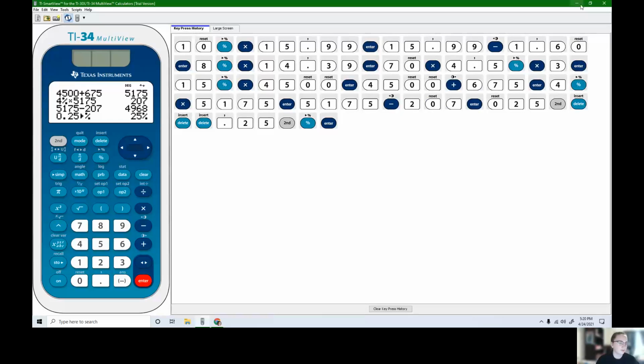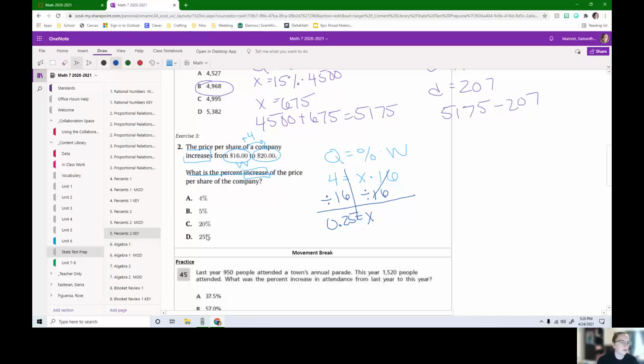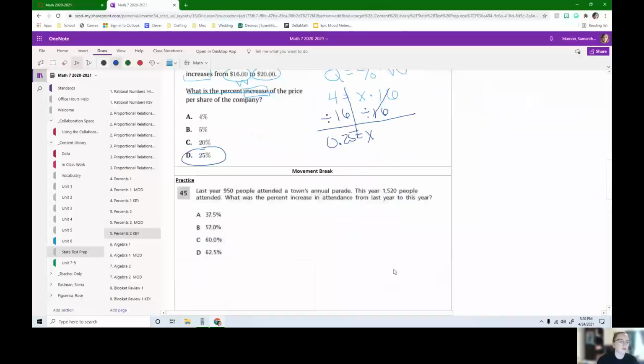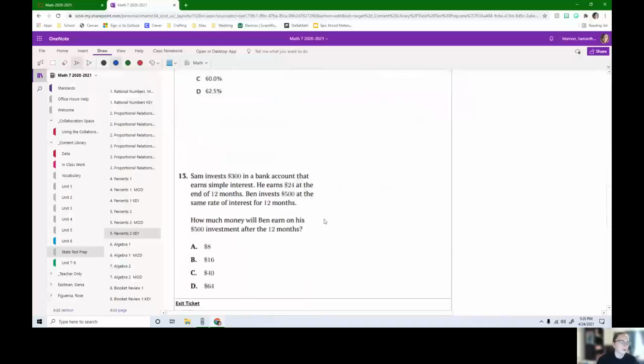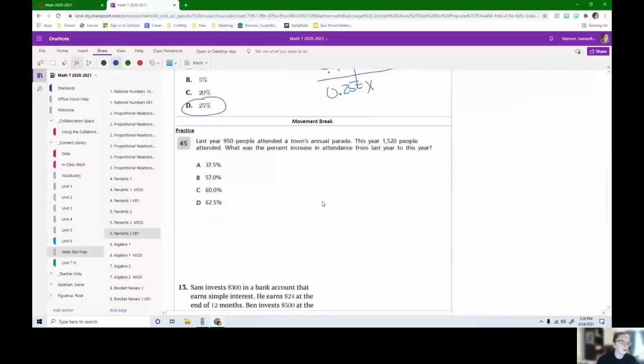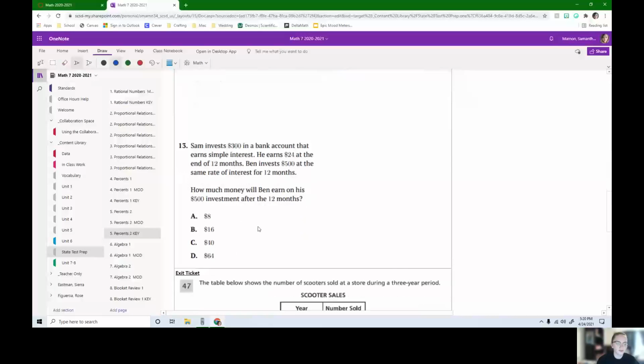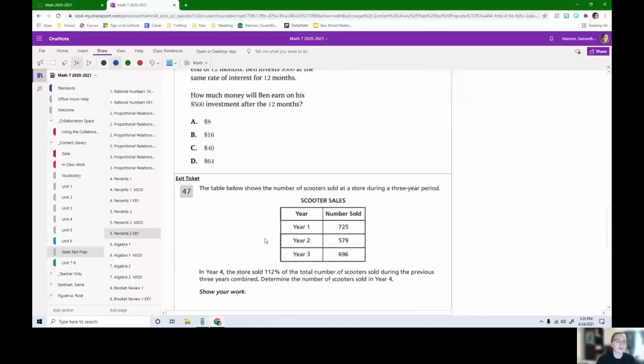So for the rest of class, make sure you pick one of these practice problems to complete. So there's 2 practice problems. This one's about a percent increase in attendance at a parade, and this one's about some interest at a bank. When you're done with your practice problem, you're going to do your exit ticket and then go onto Canvas to complete the 7 RP3 data log quiz.